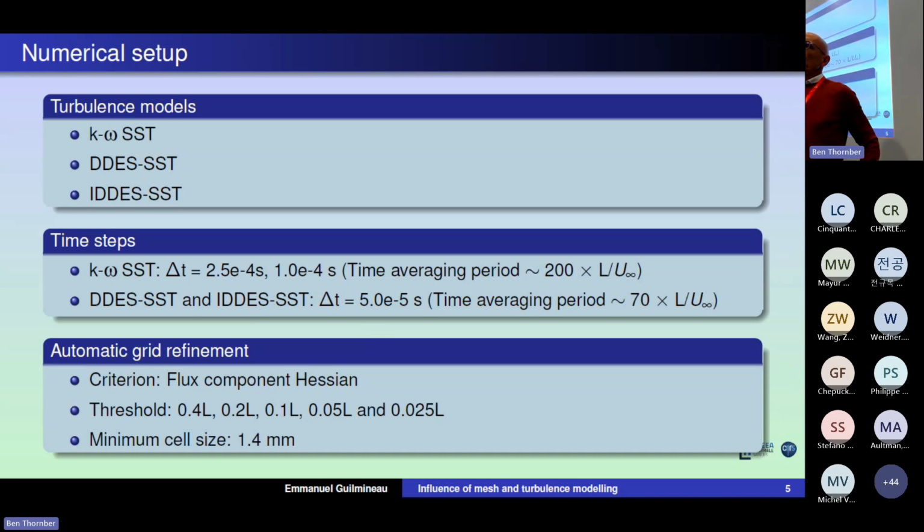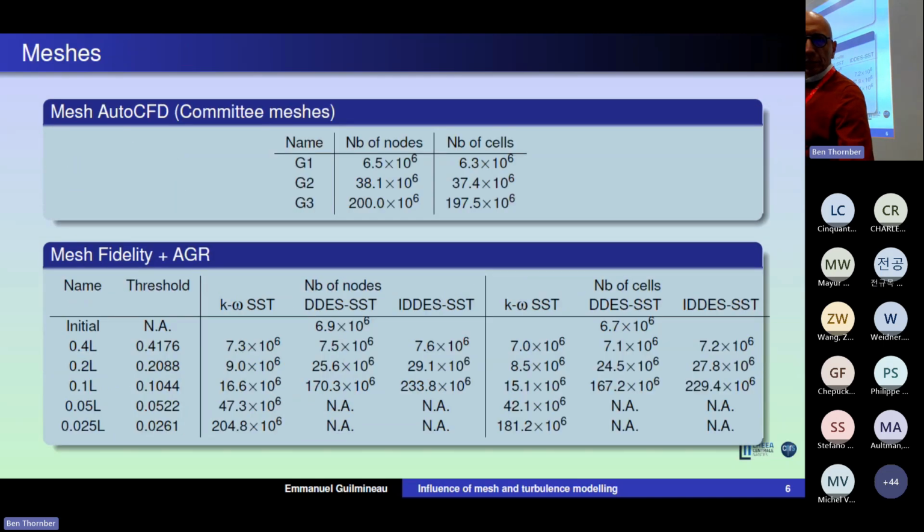For the automatic grid-refinement, I use the flux Hessian as a criterion, and I try to do mesh convergence, so I use several values of the threshold. I define it like this. It's proportional to the length of the model, and I specify a minimum cell size for the refinement.